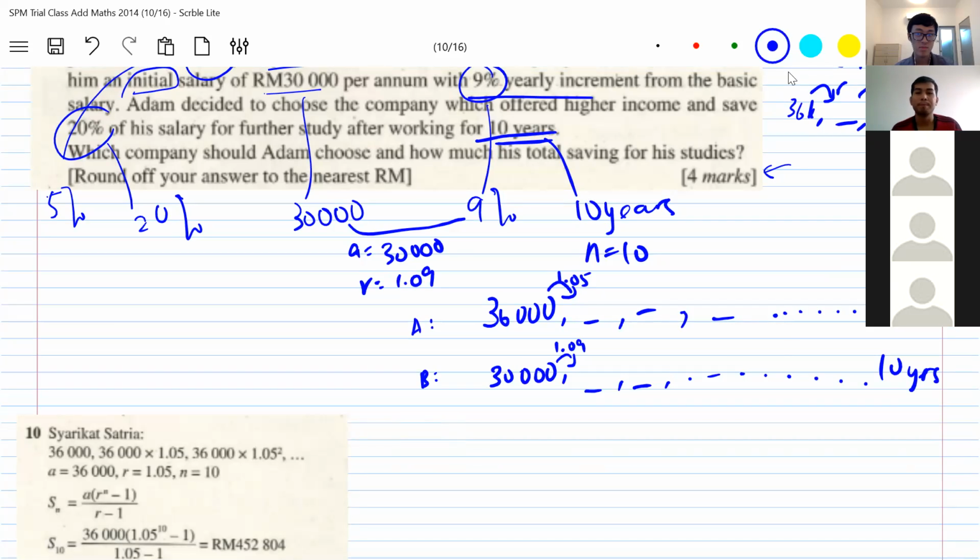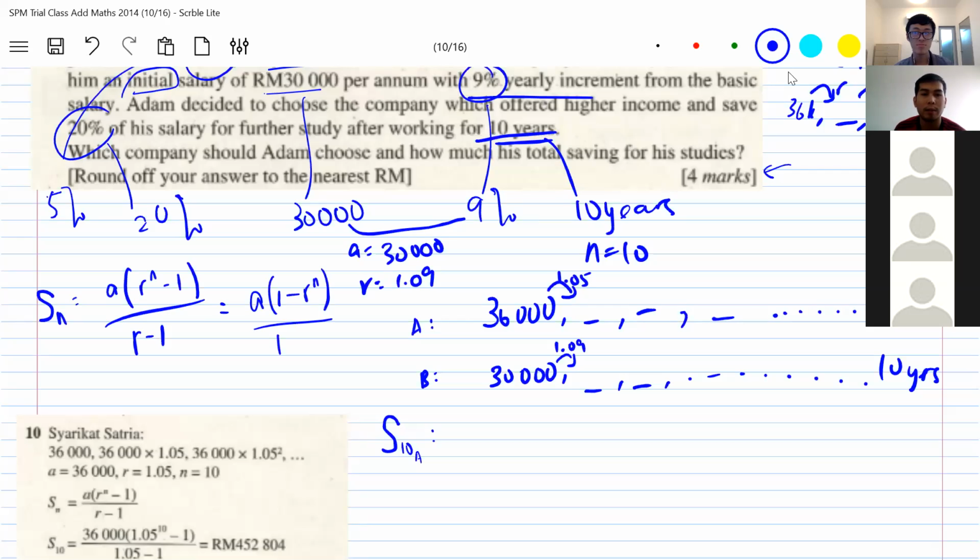Okay. So how do you compare? You find the sum, right? So let's do A first. What is the sum of A? The sum formula is Sn equals A times R to the power n minus 1, over R minus 1. In this case, R is bigger than 1, right? R is 1.05 or 1.09. If R is less than 1, then it will be A times 1 minus R to the power n, over 1 minus R.